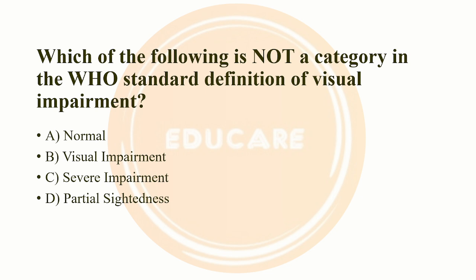Next, which of the following is not a category in the World Health Organization standard definition of visual impairment? Option: normal, visual impairment, severe impairment, and partial sightedness. Answer of this question is option D, that is partial sightedness.